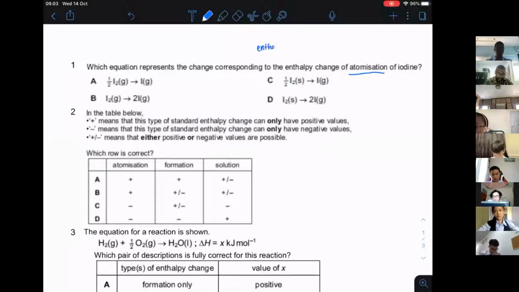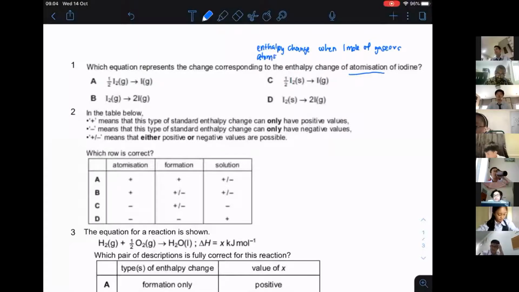Is the enthalpy change when... Enthalpy change when one mole of gaseous atoms is formed from its elements, I think. Yeah, gaseous atom is formed from its elements under standard state.